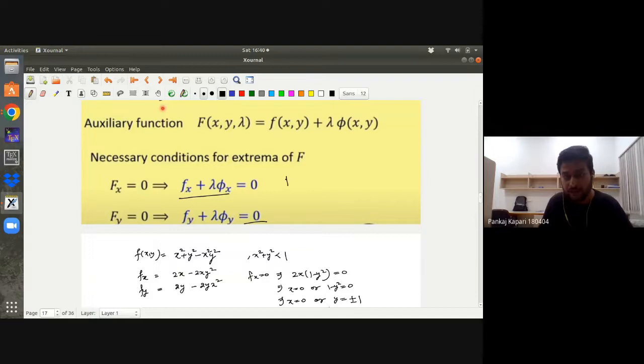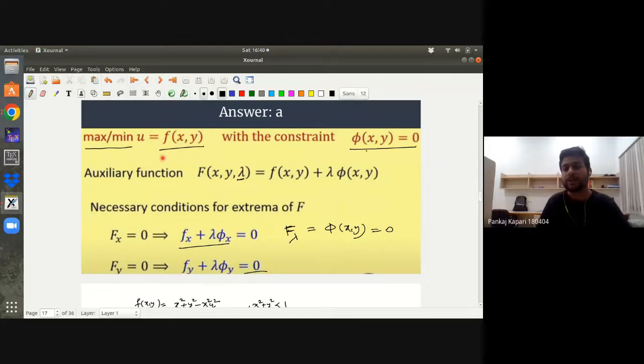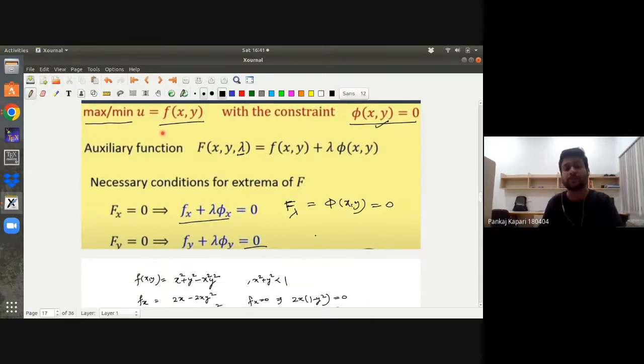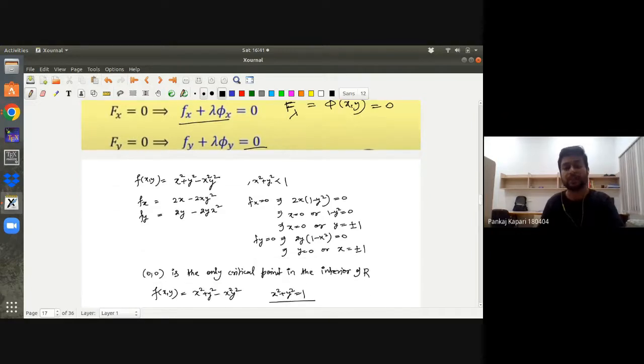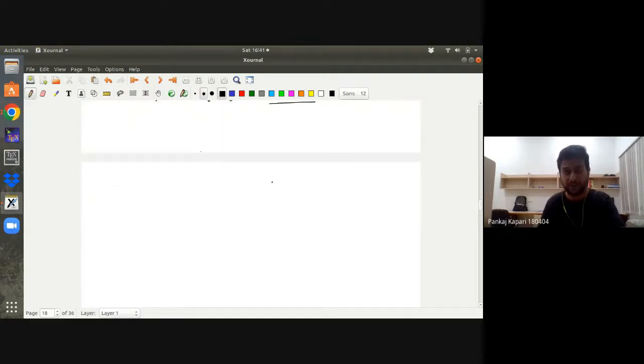Now, because there is another variable lambda, we differentiate with respect to lambda also. So what is F lambda? It is just phi of (x,y), and we put it equal to 0. This is just our constraint. The F lambda is our constraint. Then we will again find critical values with respect to these conditions in x, y, and lambda, and then we will see which points attain maxima or minima.